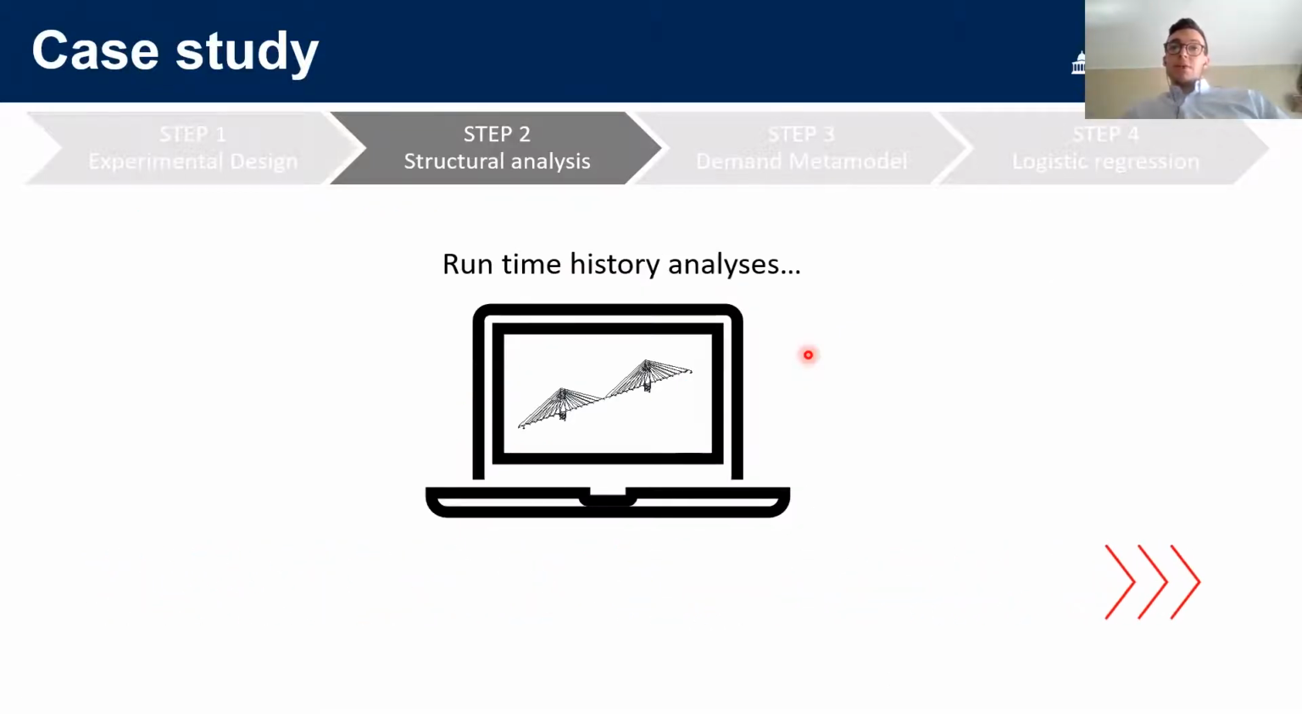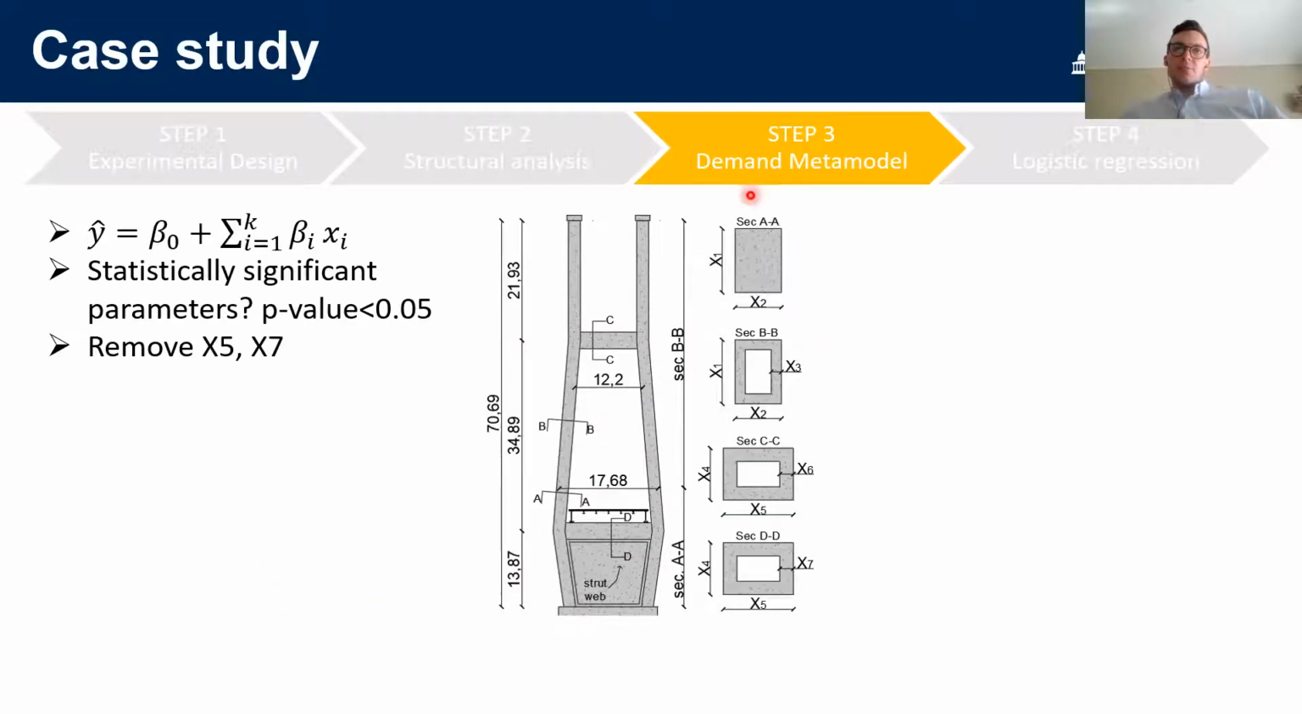Now we can run the time history analysis and wait for the results to be ready. And in my case, as we saw earlier in the preparation of the experimental design, I ran 160 time history analyses for the different models coupled to the different accelerograms that I selected. After this, we can start building the demand metamodels.